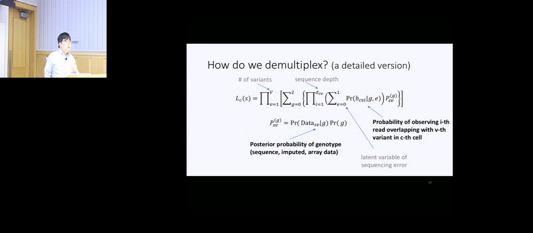So we need to develop a more principled, more statistically rigorous model, and you can easily come up with a likelihood model like this. It looks a little complicated, but I'll go over it. You basically multiply across all the variants, assuming they are independent, and go across all possible genotypes. For each genotype, you go across each of the reads and calculate the probability of each read given the genotype, multiply them, and marginalize over the possible sequencing errors.